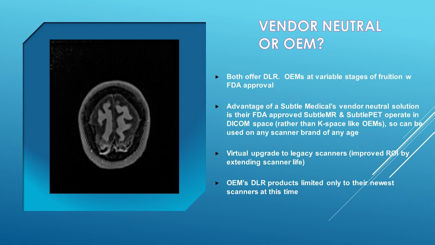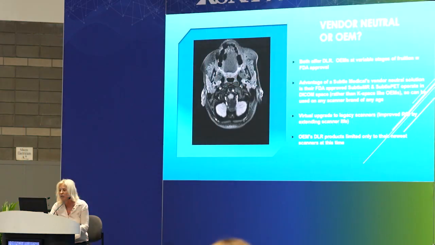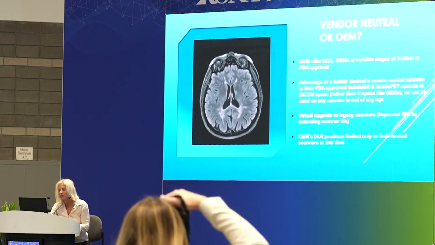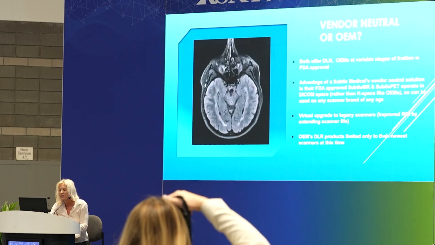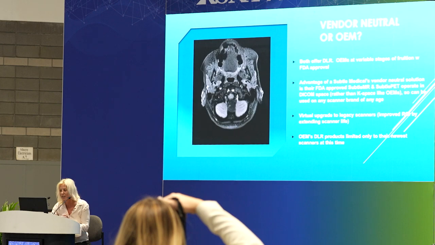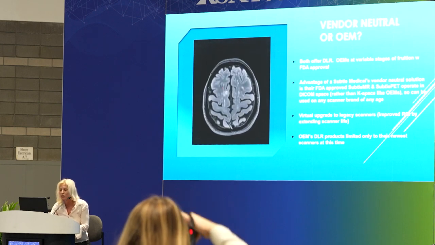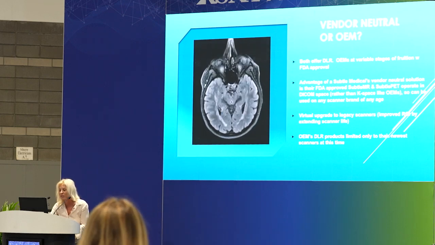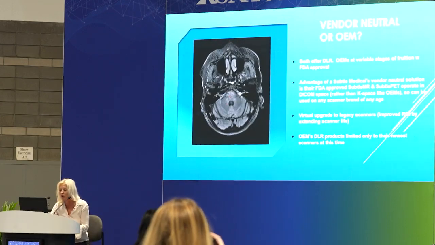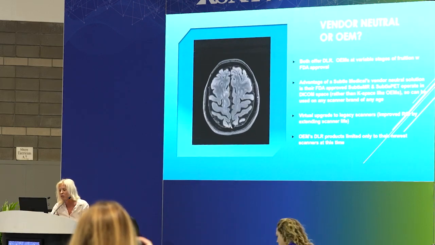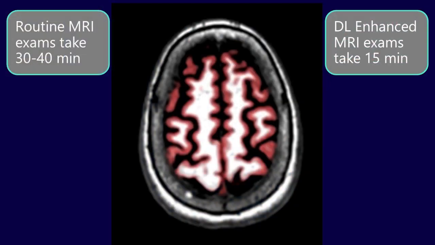So if you're thinking about applying deep learning reconstruction in your imaging enterprise, should you go with a vendor neutral tool or an OEM? So it turns out that both offer deep learning, but OEMs are at variable stage right now of fruition with FDA approval. Some are approved, some are not yet. But the advantage of Subtle Medical's vendor neutral solution is their FDA approved Subtle MR and Subtle PET operate in the DICOM space rather than the K space like OEMs. So it can be used on any scanner brand of any age. And this allows a virtual upgrade to legacy scanners. So it improves the ROI by extending the scanner life. Right now, the OEM's DLR products are limited only to their newer scanners at this point in time.